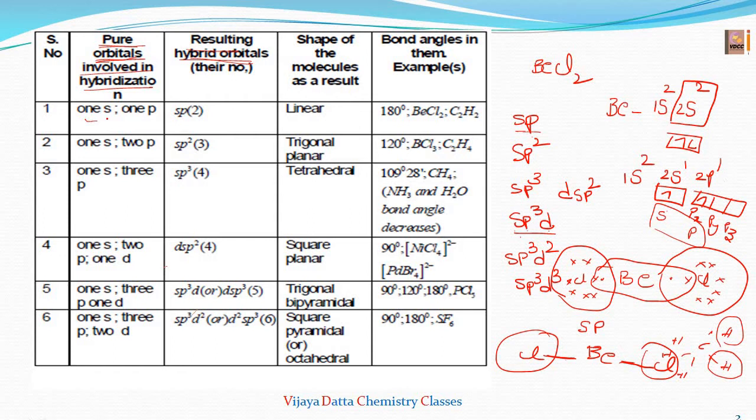One s and one p orbital will give the sp hybridization. If we have sp hybridization, then the shape of the molecule is said to be linear and the bond angle will be 180 degrees, and the examples are BeCl2. C2H2 also we can consider. So I'll explain here what the C2H2 molecule structure is.